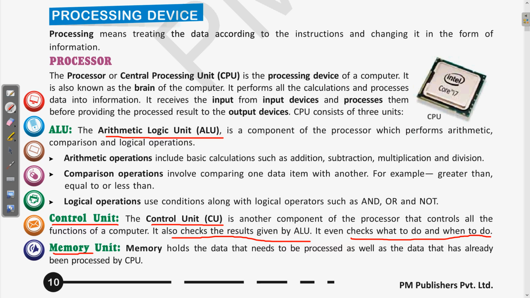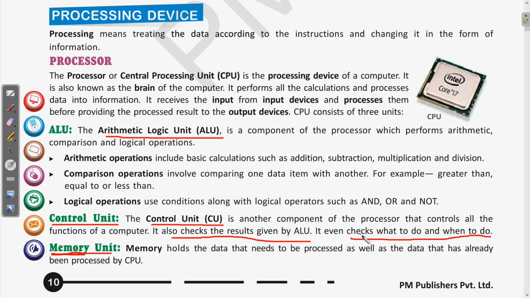So the memory unit, as you can see, is related to memory. Memory holds the data that needs to be processed as well as the data that has already been processed by the CPU. Clear? So whatever operation you are using, in the meanwhile whatever data is required to be saved, suppose you are doing a calculation or multiplication.